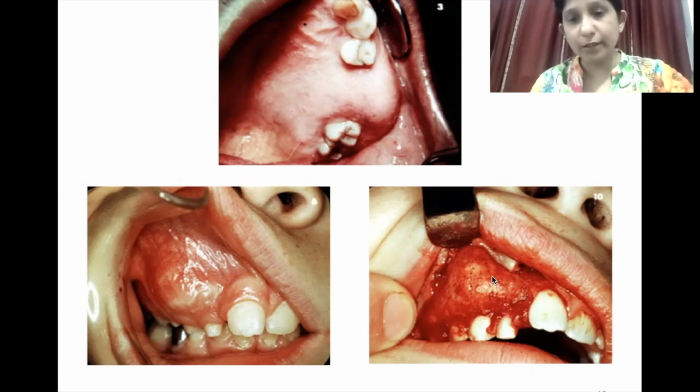Now here, this is when they have raised a flap. The surgeon has raised a flap here, and you can see that the bone is bulged out, and it's not perforated, but it's just bulged out on the buccal cortical plate.